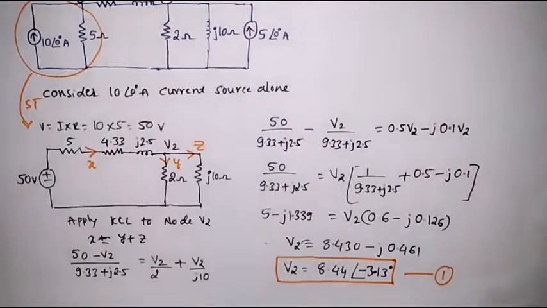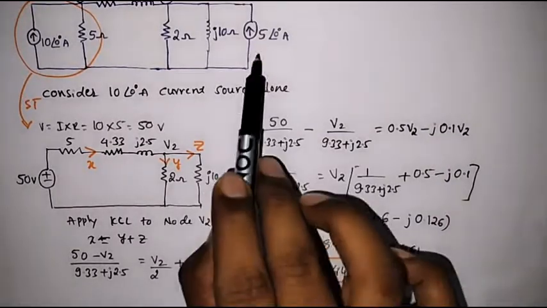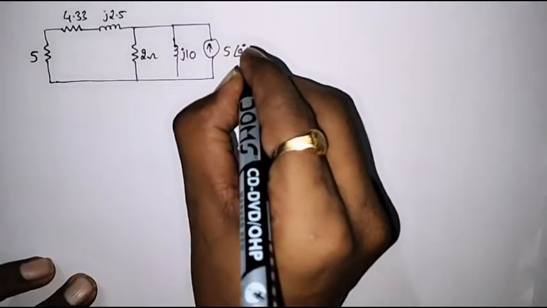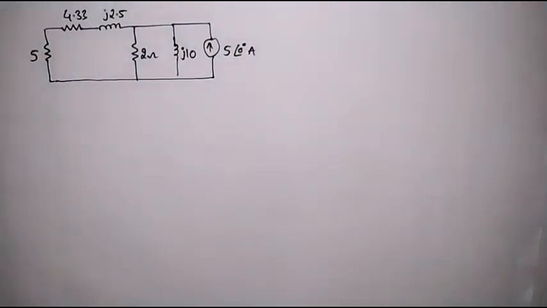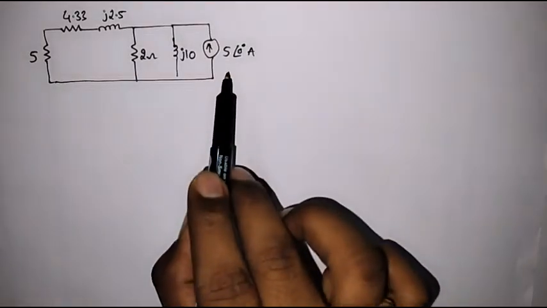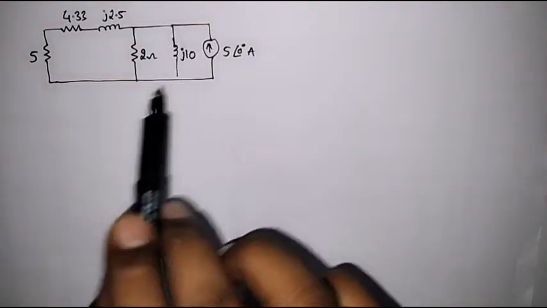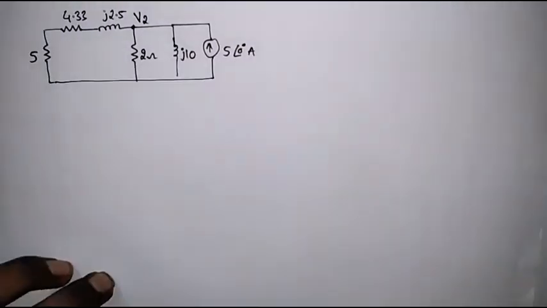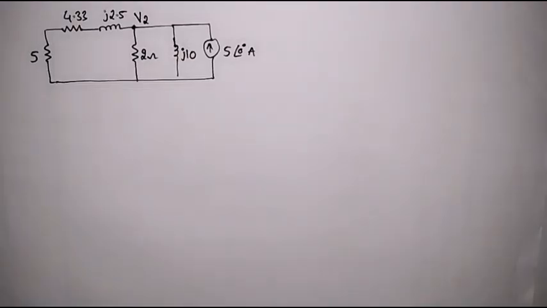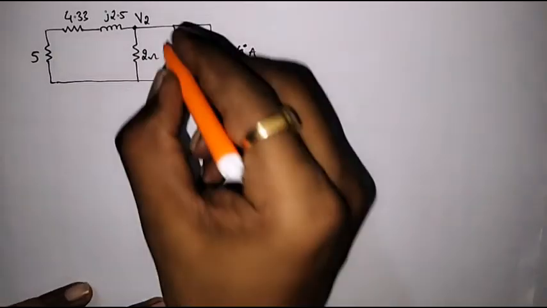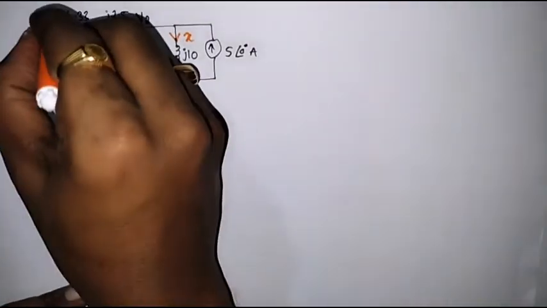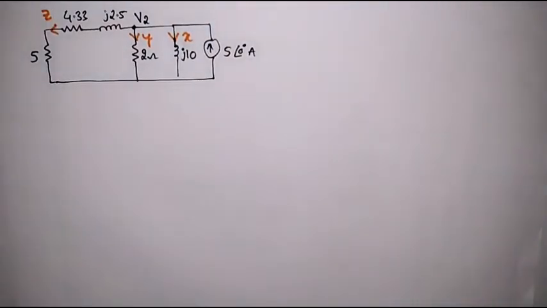I'll redraw the circuit considering the 5 amp source alone, and I'll open circuit this 10 amp source. This is the circuit considering the 5 amp source alone. I have open circuited the 10 amp source. So the voltage at this point is V2, and we are supposed to calculate node voltage V2 now. So again we'll calculate V2 by applying node analysis. We'll assume that current through this branch is X, this branch is Y, and current through this branch is Z.